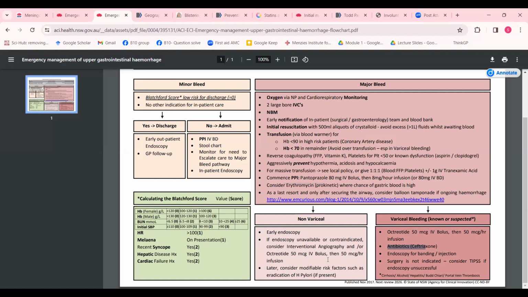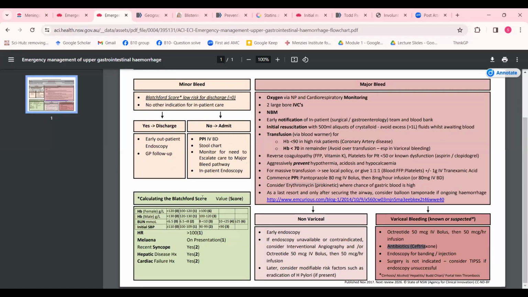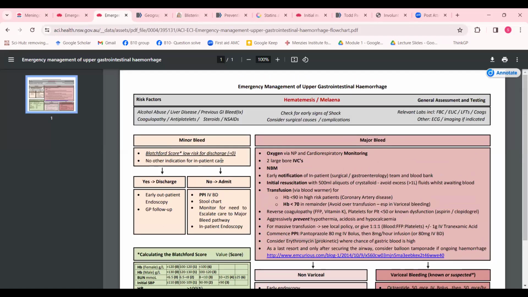Then if it is a minor bleeding, you are going to calculate this Blatchford score. Blatchford score calculation is here in this table, this green table. You can leisurely read it. And if the Blatchford score is 0, then you have to think of it as low risk and you have to discharge the patient. If not, you have to admit that patient and monitor.